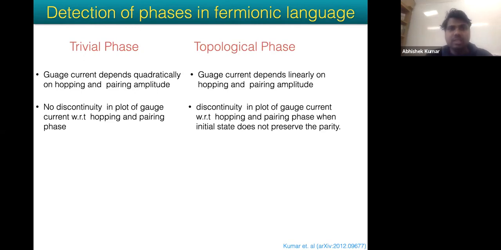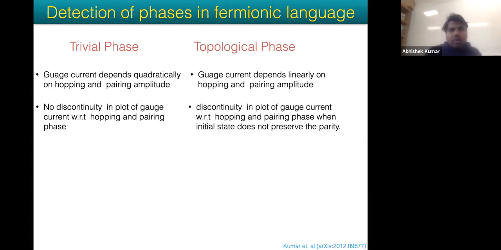can detect the topology. For the trivial phase, the gauge current depends quadratically on the hopping and pairing amplitude, but in the topological phase it depends linearly on the hopping and pairing amplitude at the bridge. Also, if you plot the gauge current with respect to the hopping and pairing phases, you will see that there is a discontinuity in the topological phase if the initial state does not preserve the parity, but there is no discontinuity in the trivial phase, no matter what initial state you choose.